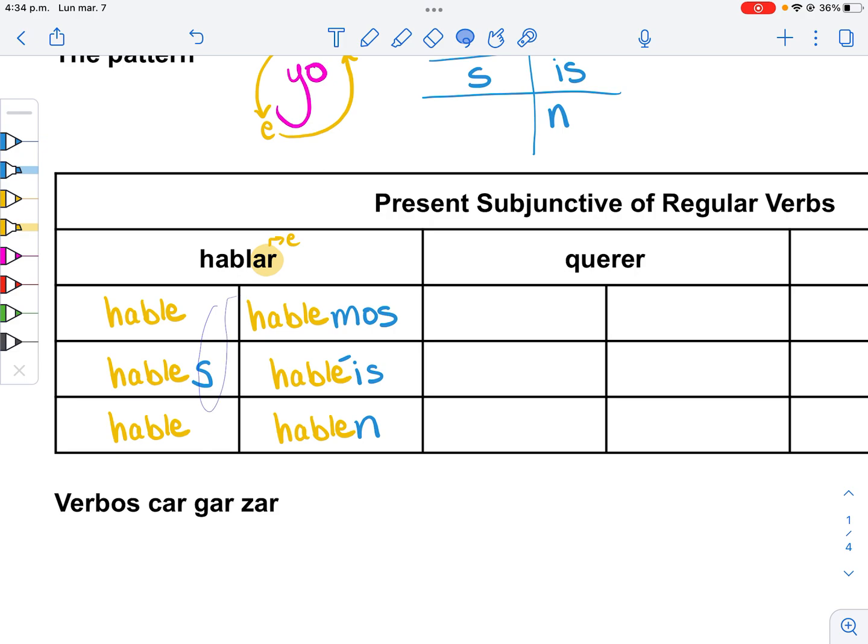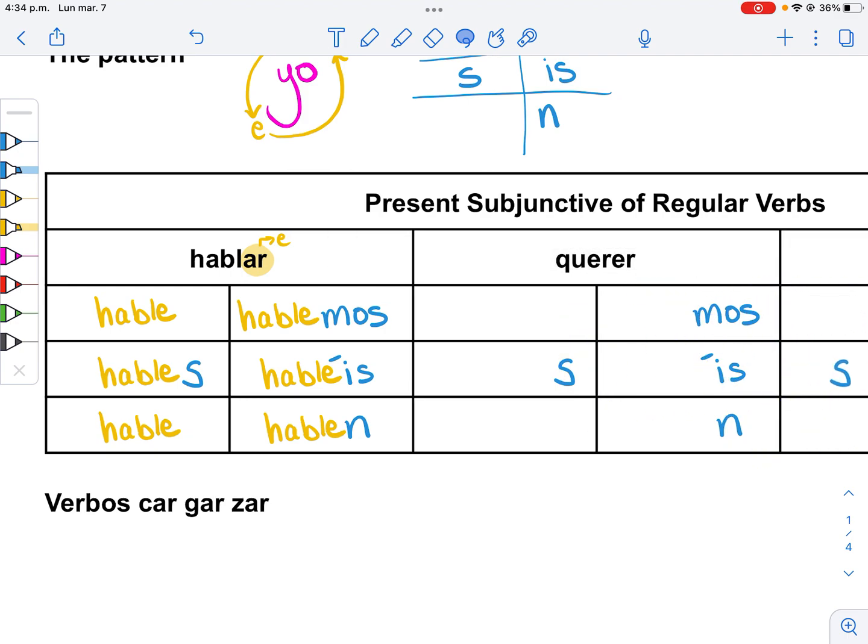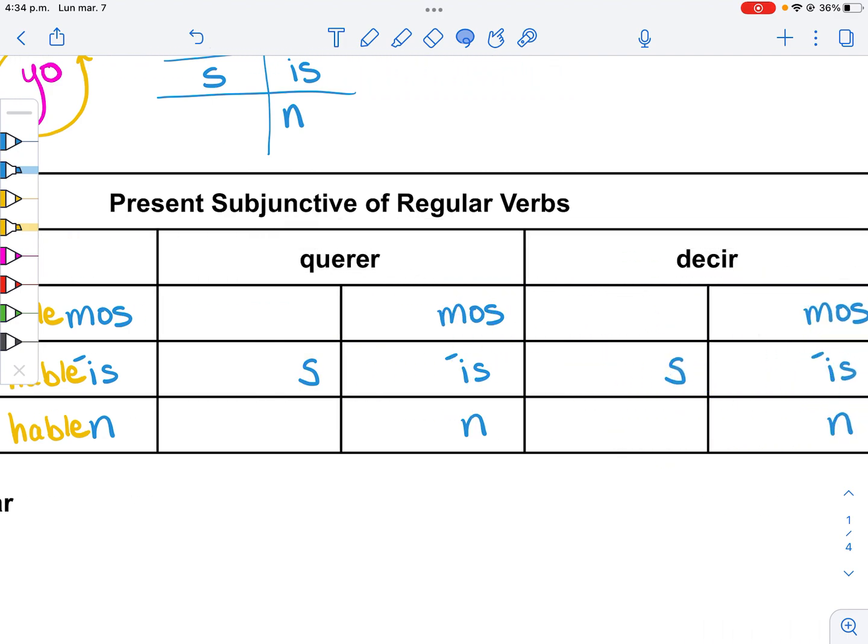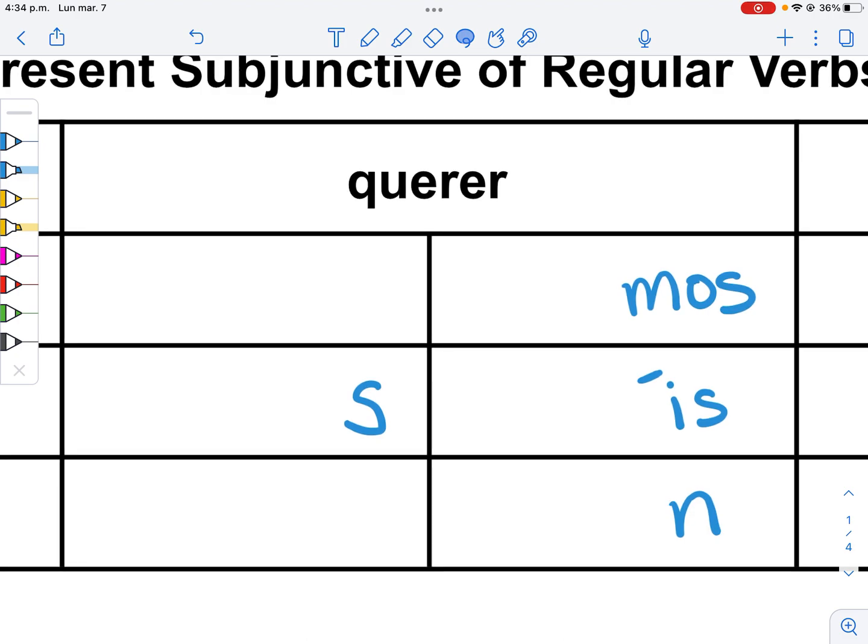With querer, it's that same pattern. We're just going to take these endings. Querer, we're going to take the yo form, which means we drop this ER ending, and it's a stem changer, so we'll put that QUI in there. And that ER switches to an A. So that gives us quiera. And then you can take all the other ones.